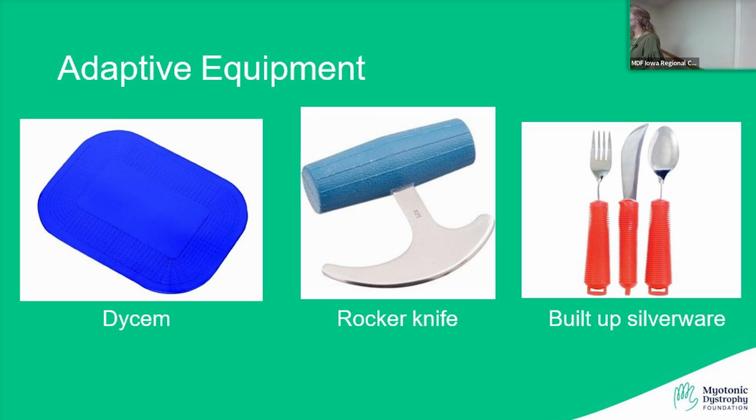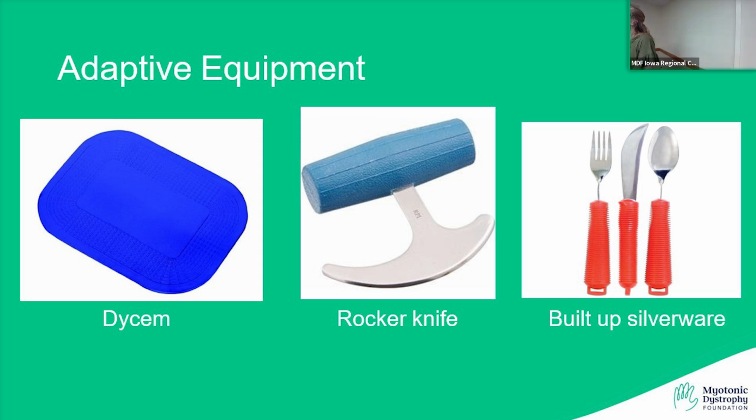An alternative to the rocker knife is a pizza cutter. That works well too. Kind of a good starting point to see if that grip feels better to you. And then on the far side there, there's some pictures of built-up silverware. Again, sometimes holding that small grip on silverware can be challenging. So having just a little bit extra there on the grip can help reduce that grip strength that you need.